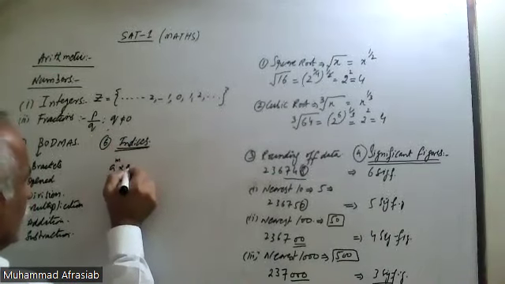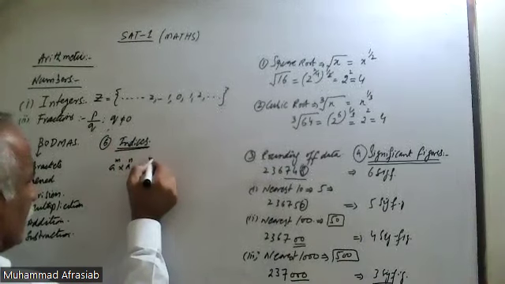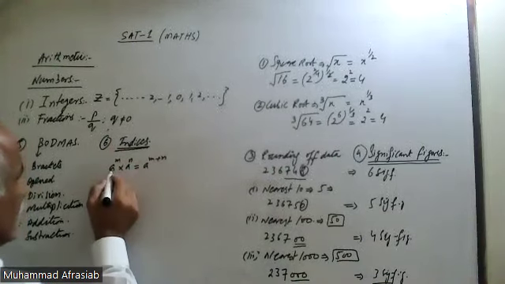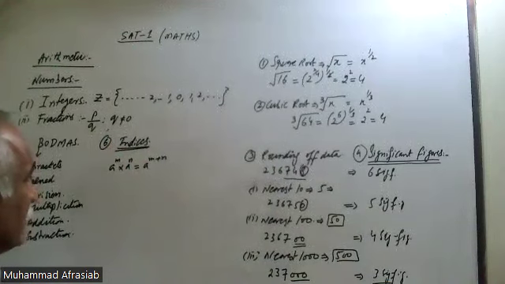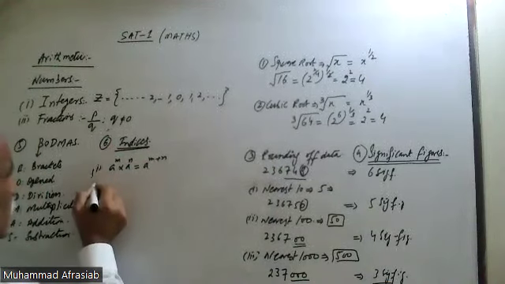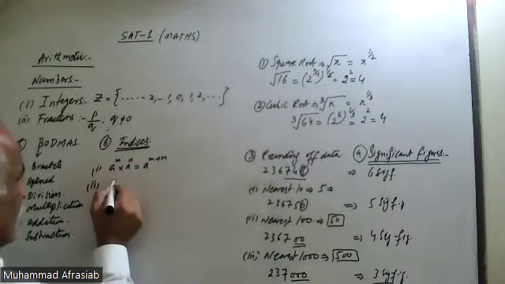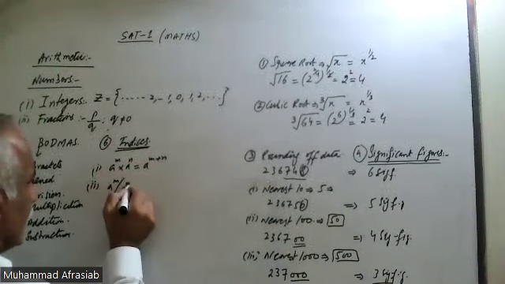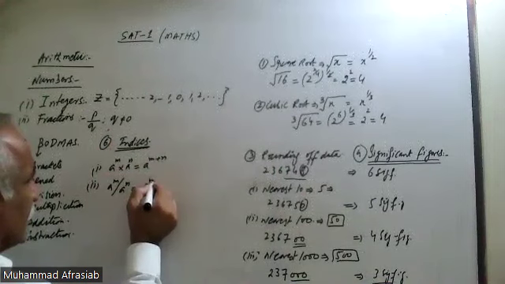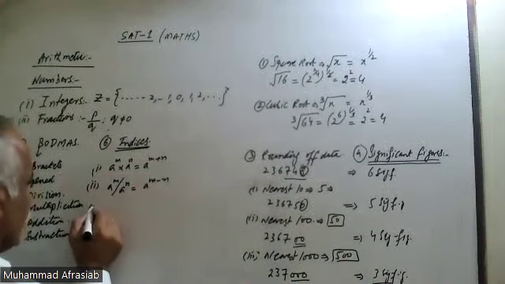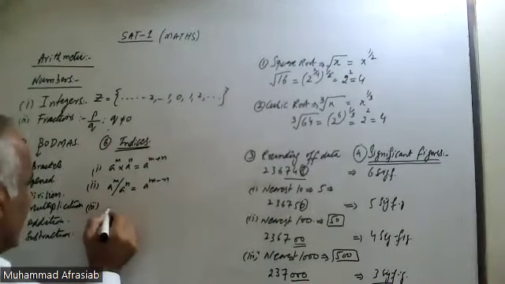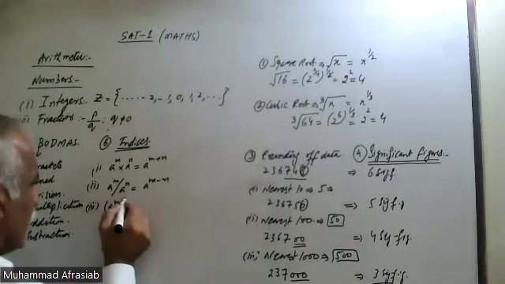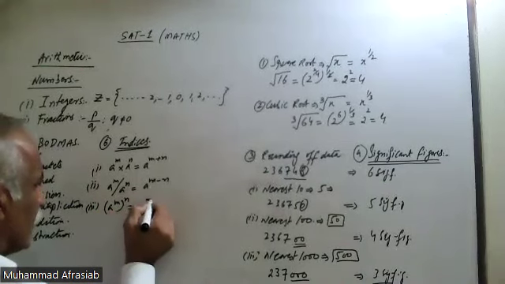a power m into a power n is equal to a power m plus n. That is, a is the base, m is the power. This is the first rule. Then a power m divided by a power n will be written as a power m minus n. Then a power m whole power n is equal to a power mn.